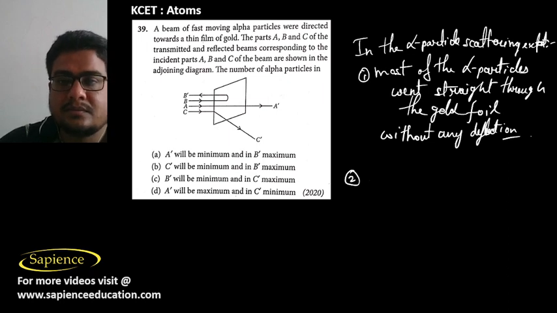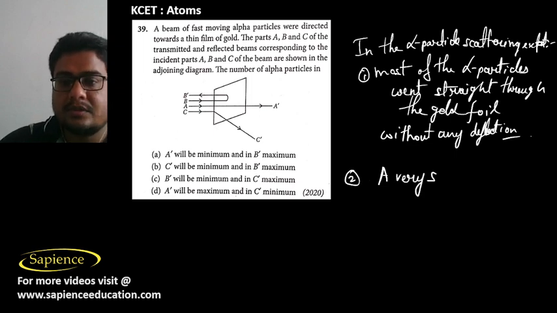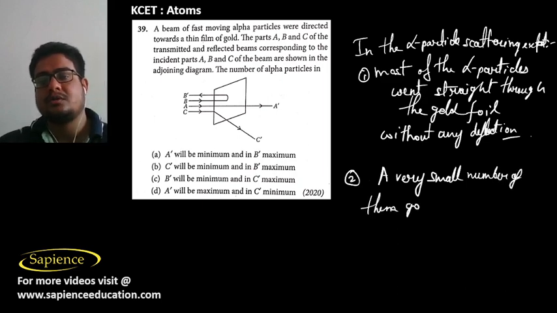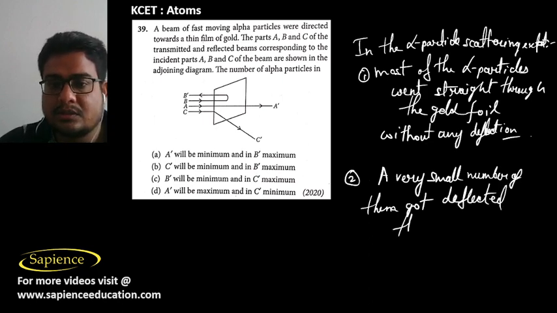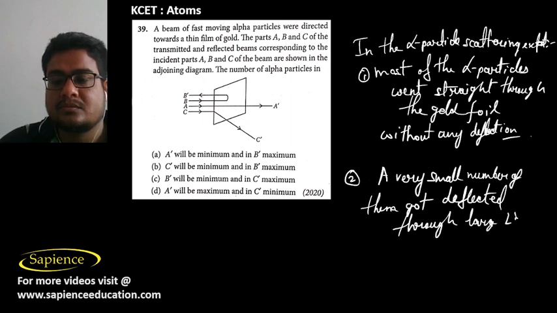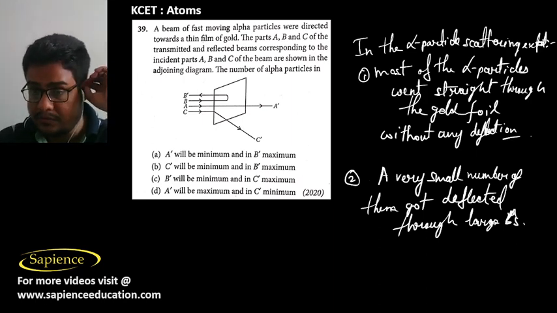And then the second thing is that a very small fraction of them got deflected through large angles. A very small number of them got deflected through large angles.